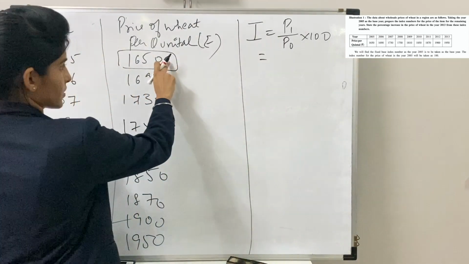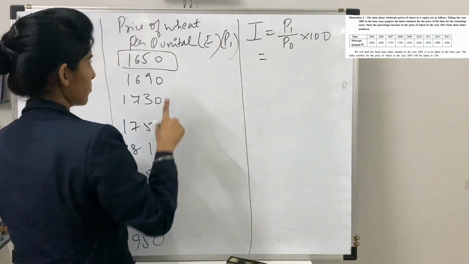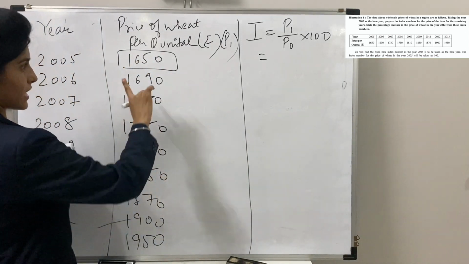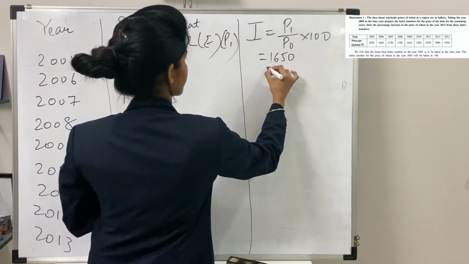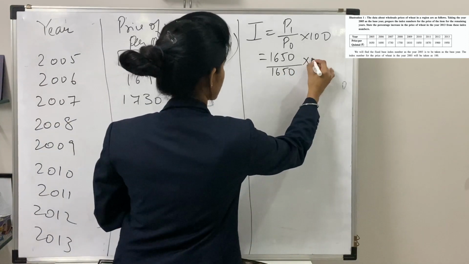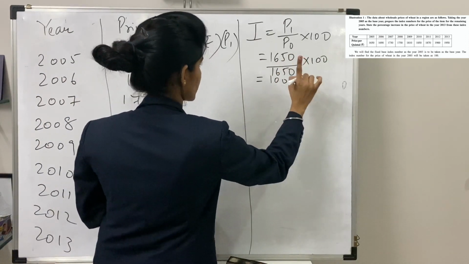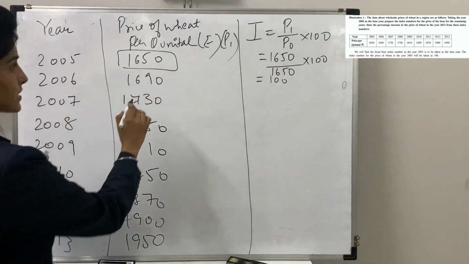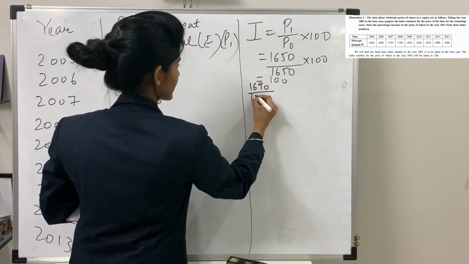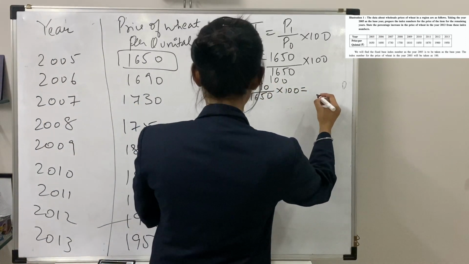Now for the first case, this will be only a P1. These are the prices, that is P1. Base will be taken as 1650 in all the cases. Starting with the first case, 1650 will be P1, base will be the same. This 1650 will be the same in all the years. Your final answer will be 100 over here, because this divided by this will be 1, into 100. Now the next case, your P1 is 1690 upon 1650 into 100. Your answer will be 102.42.